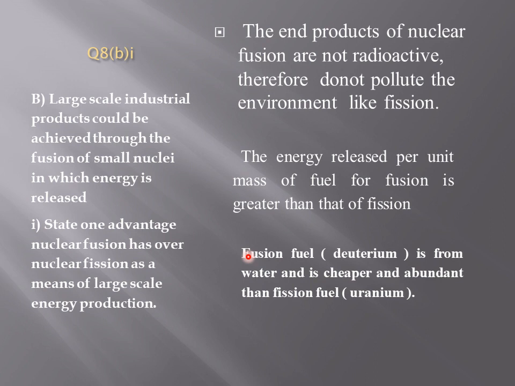The last advantage of fusion over fission is that the fuel that is needed for it is from water. It is cheaper and abundant. Deuterium is hydrogen too. It can be gotten directly from water, but the fuel that is needed for fission is from uranium, and it's expensive to treat and enrich before we can start producing energy. So we see that the source of fusion is readily available, but the source of fission is more expensive and scarce to find.